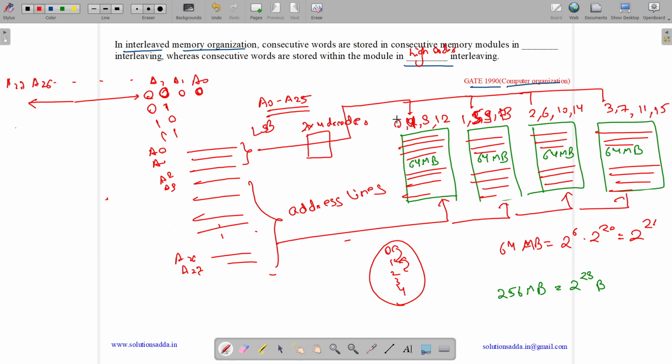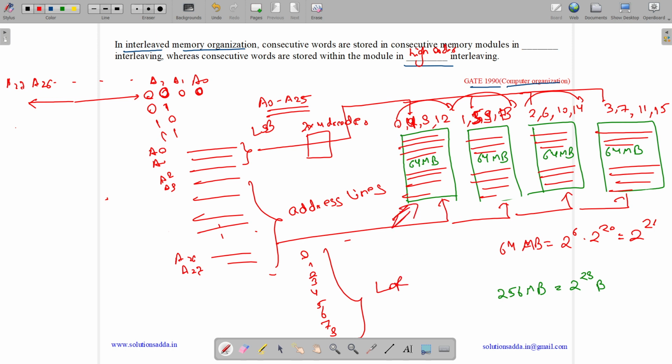So consecutive addresses like 0, then 1 over here, then 2 over here, then 3 over here. Consecutive addresses will be stored in different modules. What is the advantage of this? The advantage is if we are running a program and we are accessing addresses 0, 1, 2, 3, 4, 5, 6, 7, 8 due to locality of reference, then 0 would be over here, then it will go into some delay, but we can at the same time select 1 from here, then we can select 2 from here, 3 from here, and then again from module 1 without any delay. So this is the advantage. So in low order interleaving, consecutive words are stored in consecutive memory modules. So the answer is: the first blank is low order interleaving and the second one is high order interleaving.